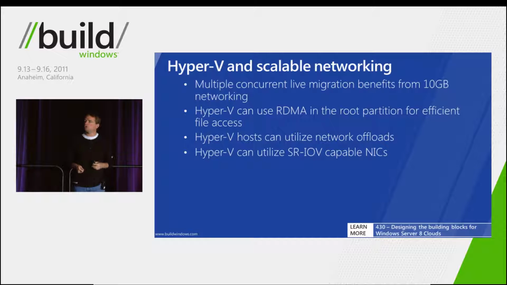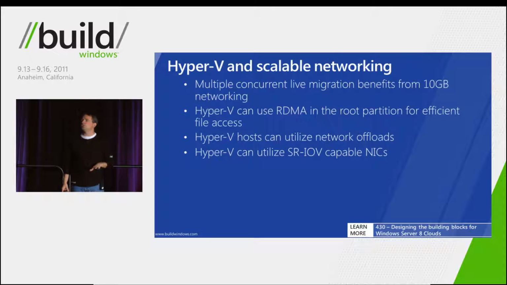So I have a host. It has 30 virtual machines on it. I need to perform maintenance on that host. Through multiple concurrent live migrations and 10 gigabit networking, it's going to be much faster to get those virtual machines off that host. Hyper-V deployments will also benefit greatly from RDMA. Now, the benefit of RDMA is on the parent side, so the root partition of the Hyper-V host, and the real benefit that we will get from it is speed up through the SMB protocol.